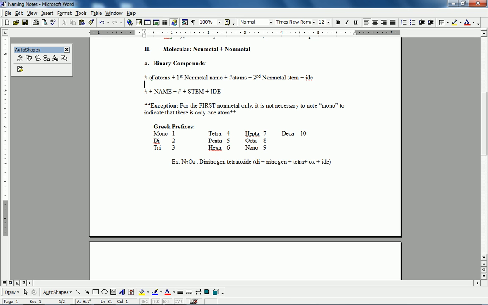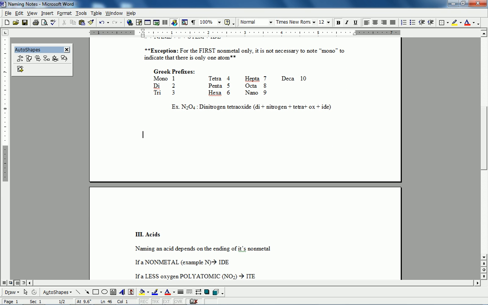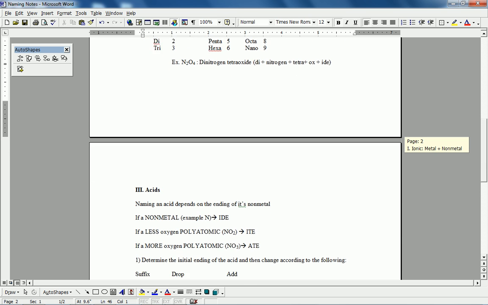Here is N2O4. So 2 N's, 2 is di. Full name of N is nitrogen, so dinitrogen. 4 of the oxygen is tetra. Stem is ox, ending is ide. So again, number, name, number, stem, ide. It's still the name, stem, ide, but all we do is make sure we have some numbers in front of them.